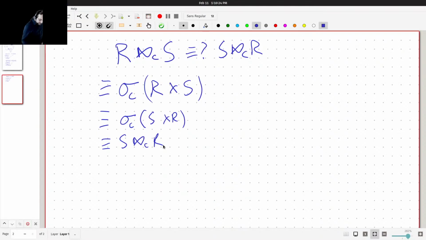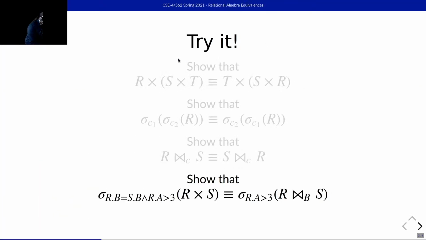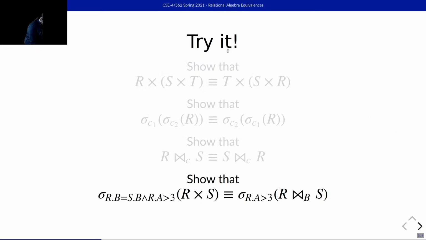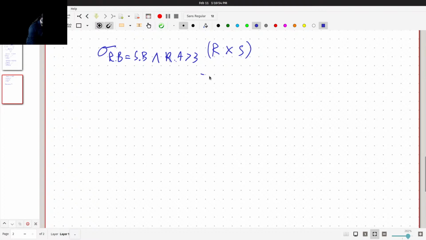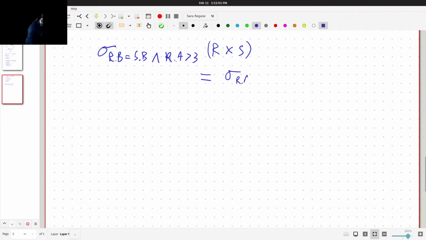So here I've got another condition. I've got a selection of R.B equals S.B and R.A is greater than 3 of R cross S. And we want to show that this is equivalent to selection of R.A is greater than 3 of R join on B of S. Okay, so what do we do here?